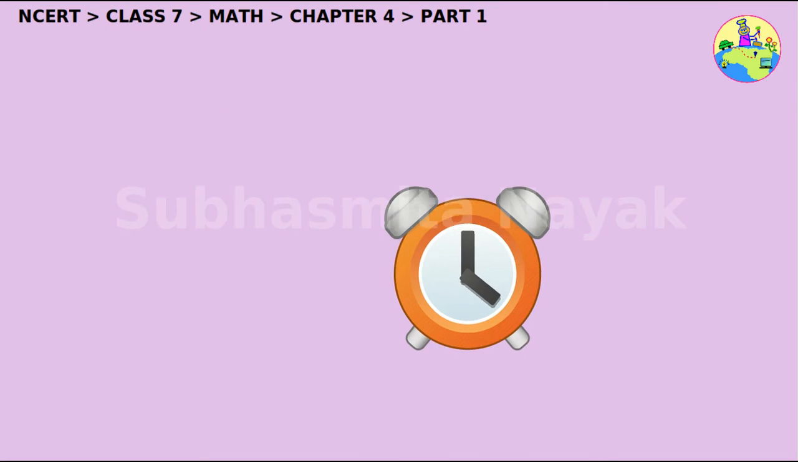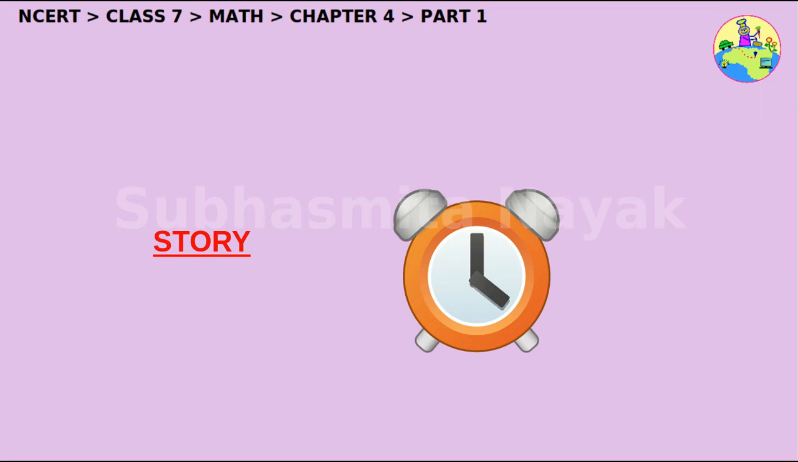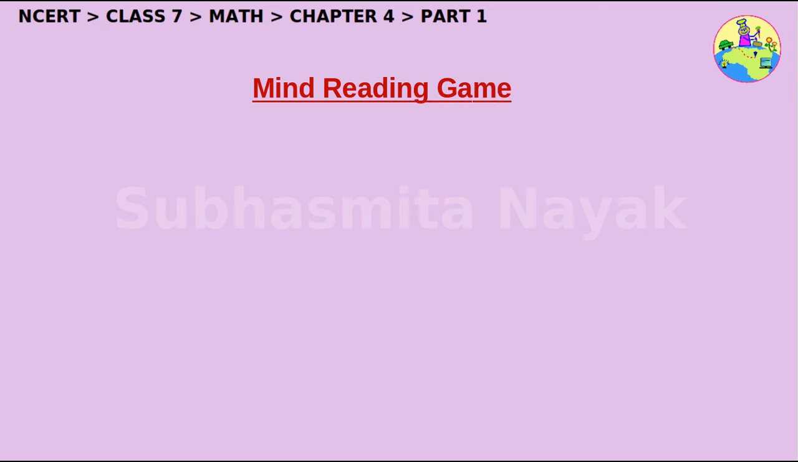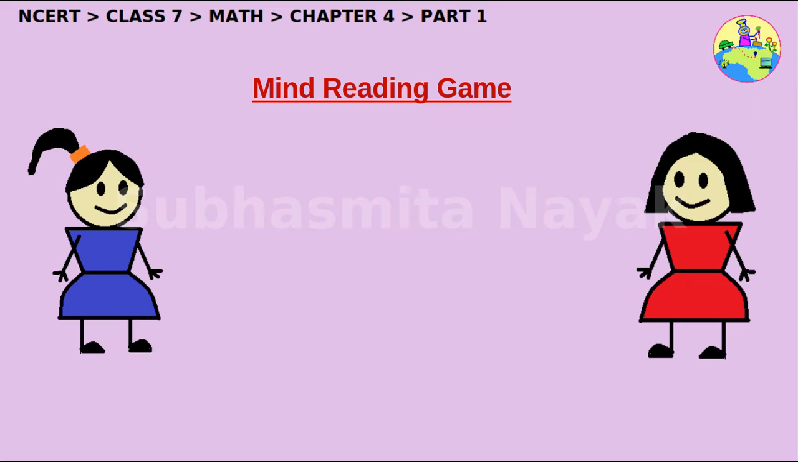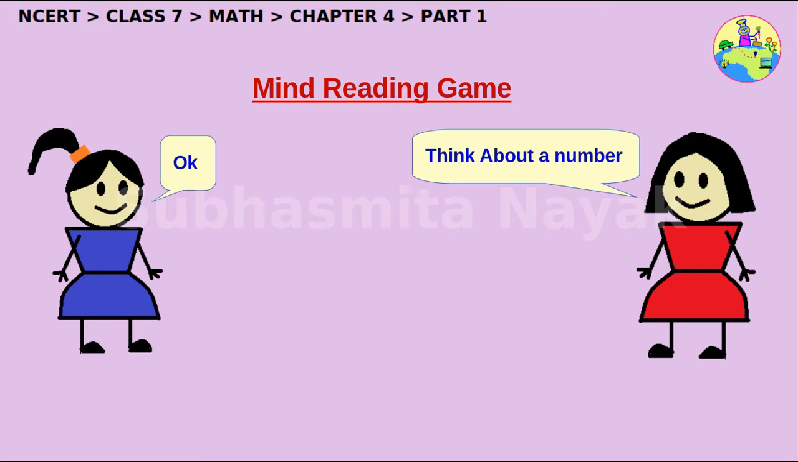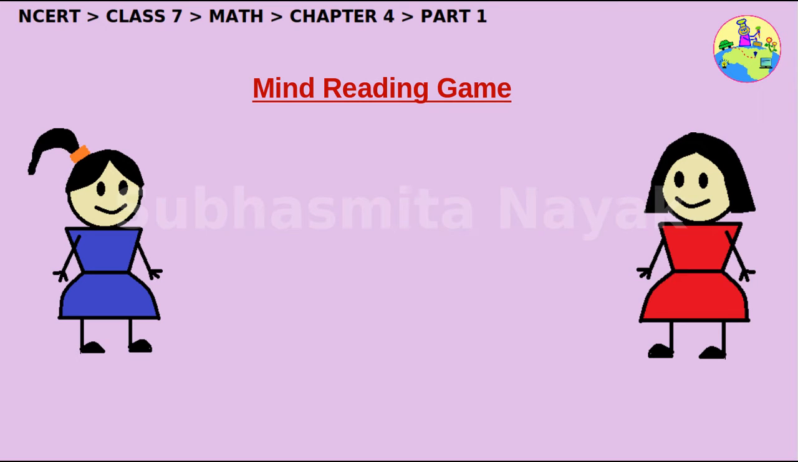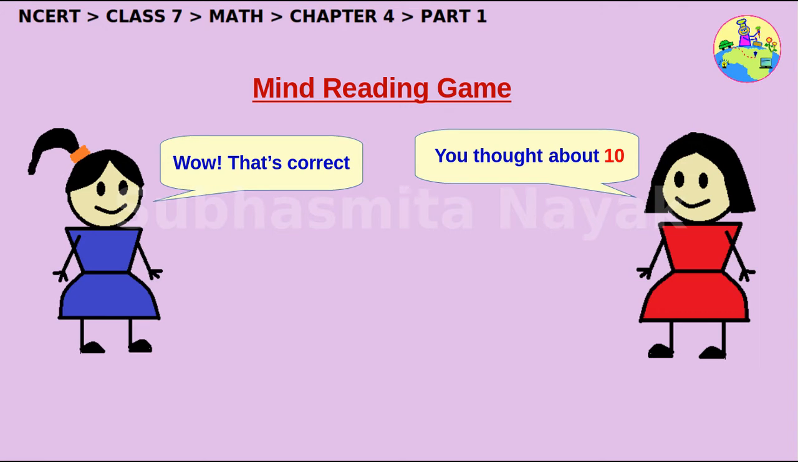Now it is time for another story. Twinkle played a game called Mind Reading Game with Sarah. In the game, Twinkle asked Sarah to think about a number, then asked her to multiply that number by 5 and add 7 to that product and tell the answer she got. Sarah said that the answer is 57. Then Twinkle quickly replied that the number she thought of is 10. Sarah was surprised, but it was a simple trick in mathematics.